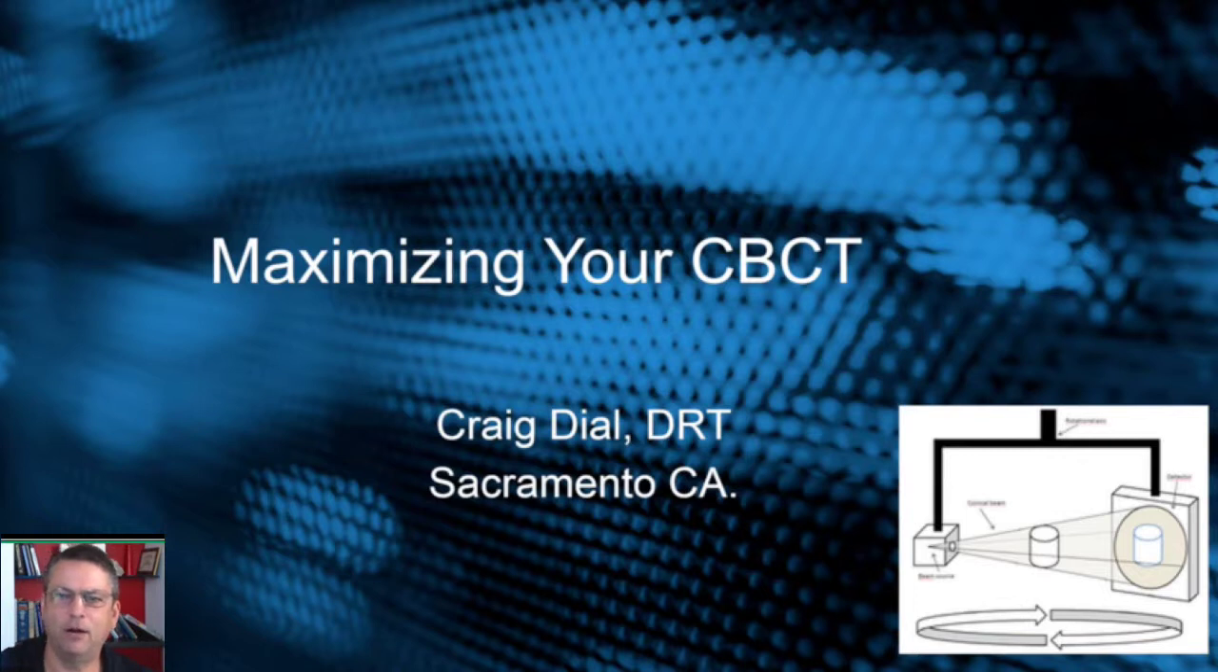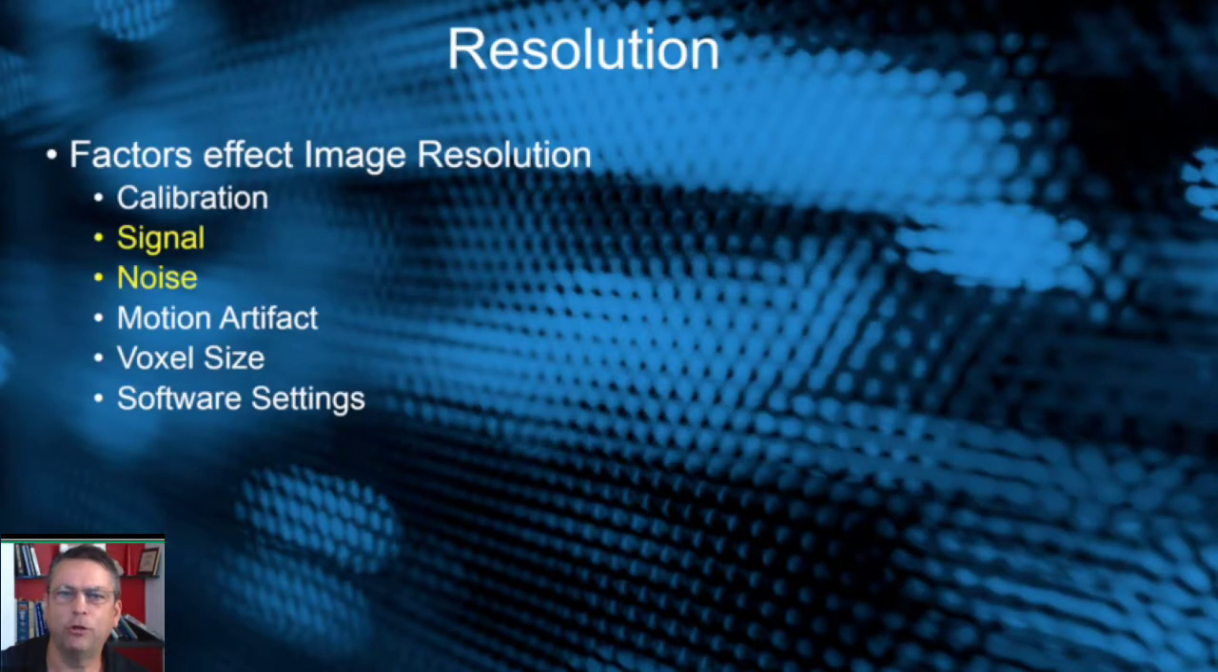My name is Craig Dial, and I'm going to be talking about maximizing your cone beam CT. Earlier in the first part of the series, we talked about image resolution for calibration. Make sure that you listen to that video. Today, we're going to talk about the signal to noise ratio that can directly affect your image resolution on your cone beam CT.